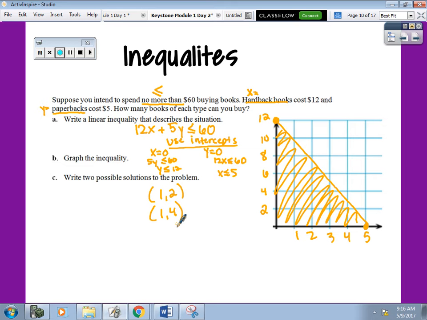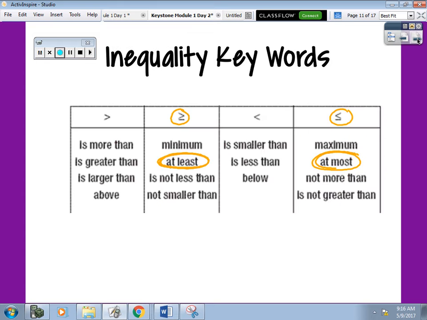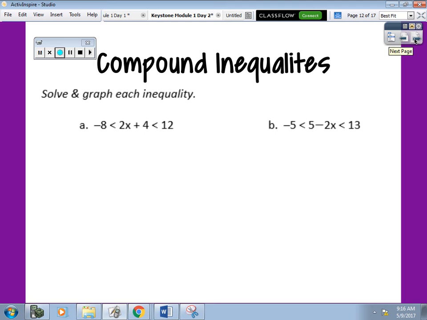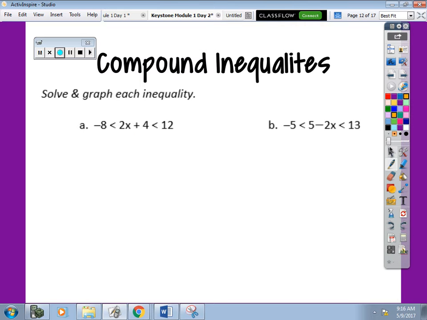The other types of inequalities you might see are compound inequalities. I'm not going to do both of these since we are a little short on time. But you'll see your ands. Also, you could see the ors. I didn't put any on there because ors kind of just solve two separate in graph. So I'm going to do example B because that's the more difficult one.